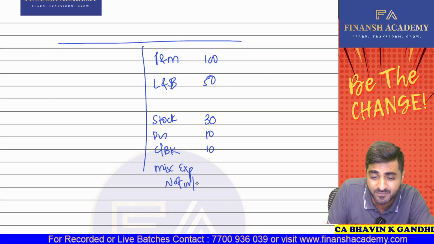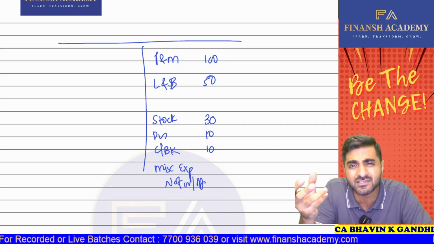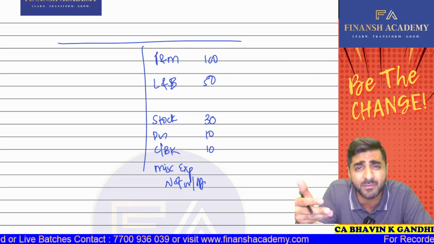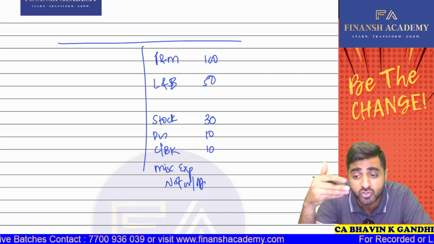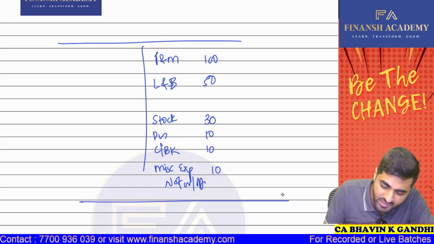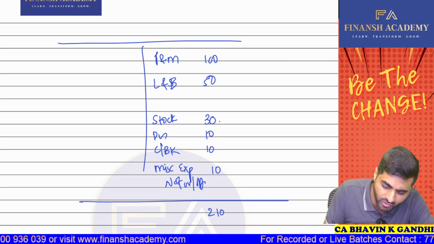So what is this miscellaneous expenditure not written off? Have you heard about preliminary expenses or underwriting commission or discount on issue of debentures, all these things which we are supposed to write off, but it's not written off. So let's say, for example, that is also 10 crores. So this will now be your total of 210 crores.